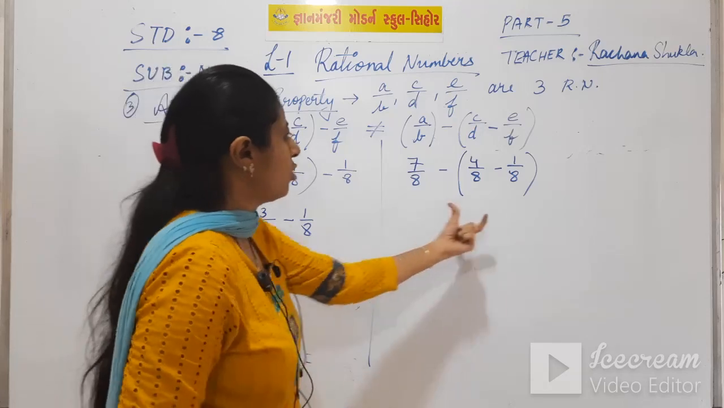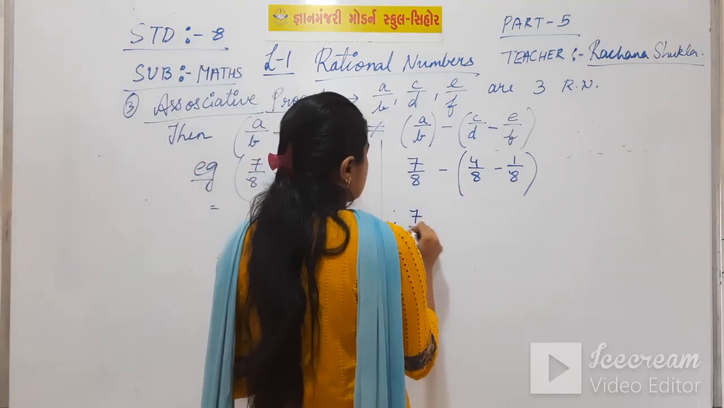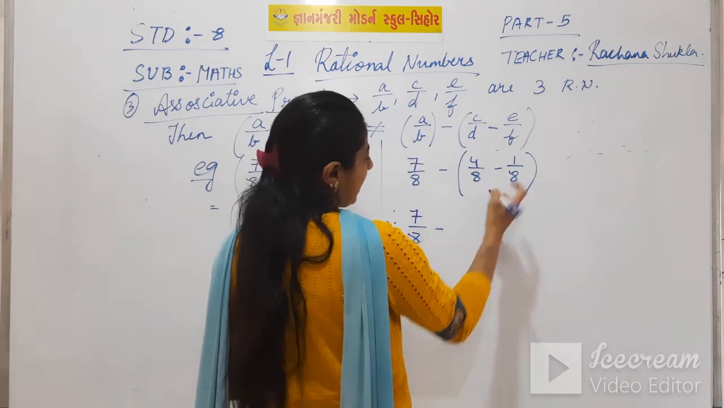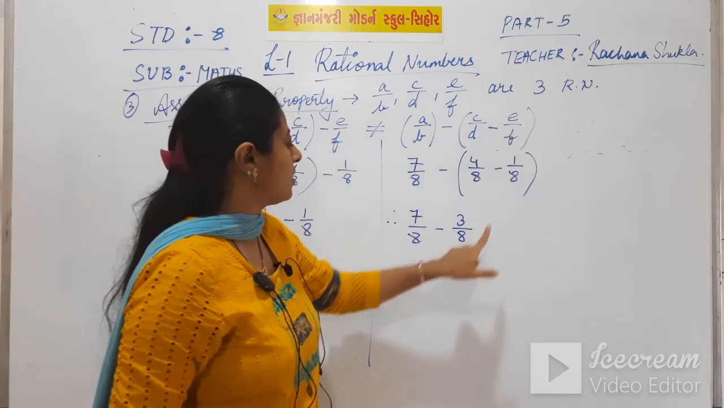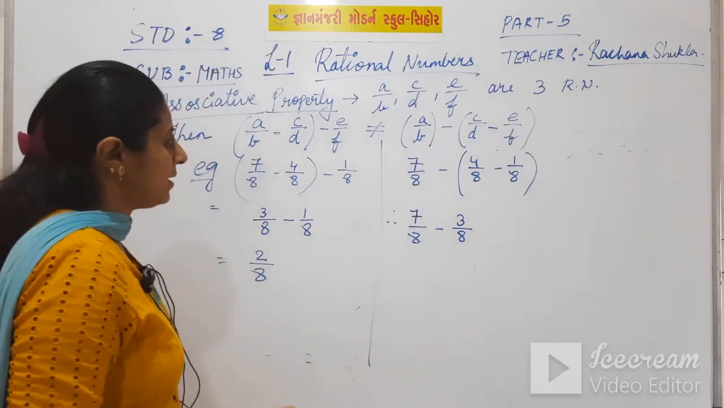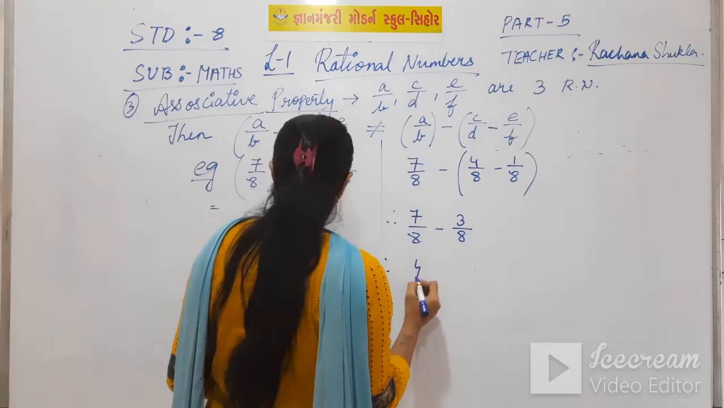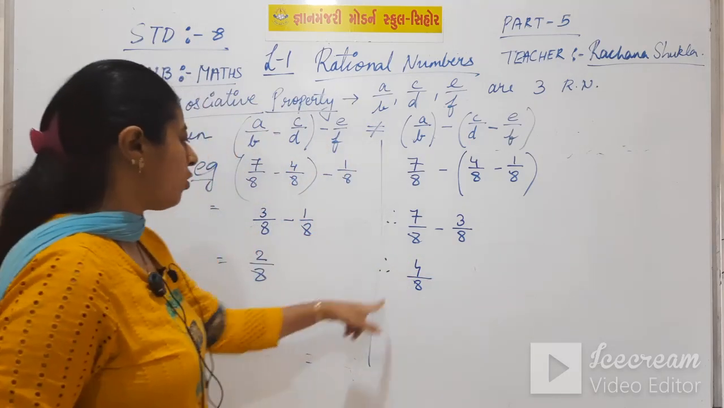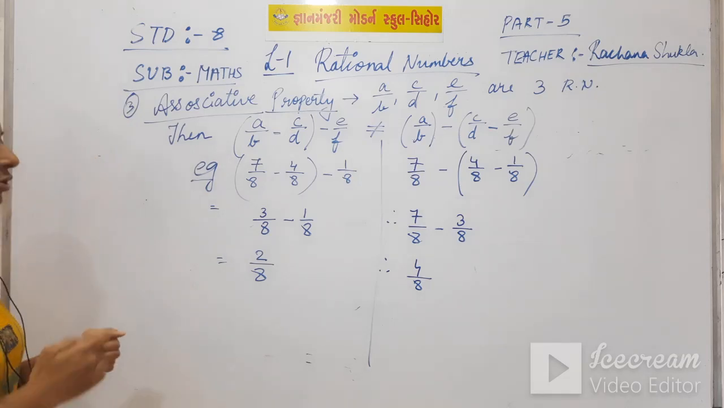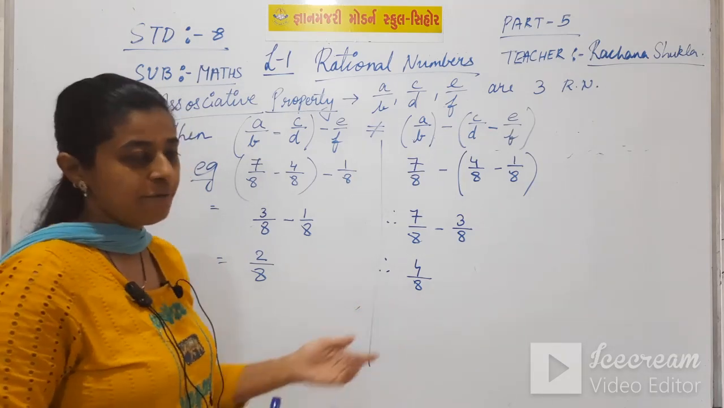So first here also we will solve the bracket. 4 minus 1 is 3 upon 8. Therefore 7 minus 3 is 4, so 4 upon 8. What answer did you get? Here you got 2 upon 8. Here you got 4 upon 8.